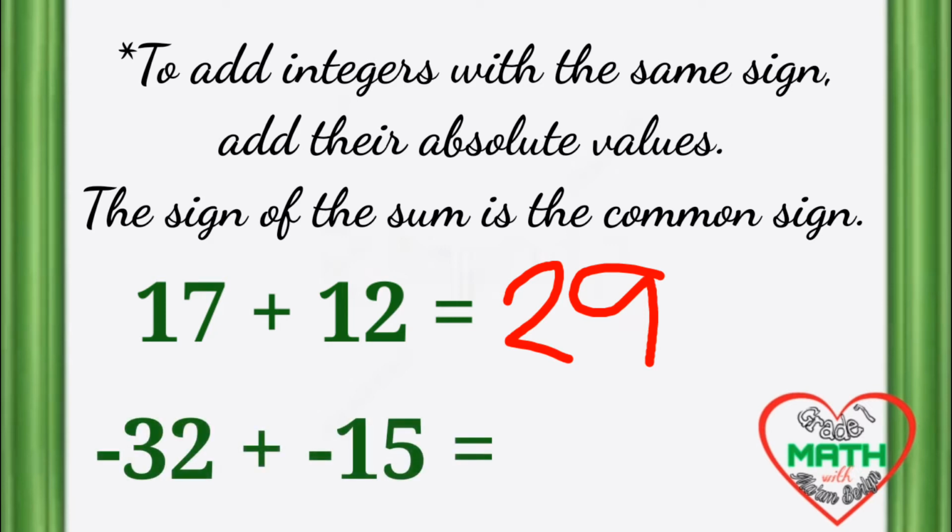Another example is negative 32 plus negative 15. Do they have the same sign? Yes, the numbers are both negative. Now let's add the absolute values of the numbers. 32 plus 15 is equal to 47. Since the common sign is negative, so we will write negative sign here. The total is negative 47.